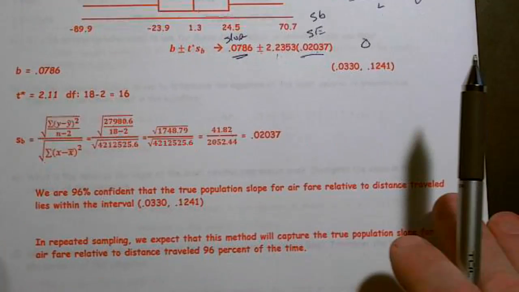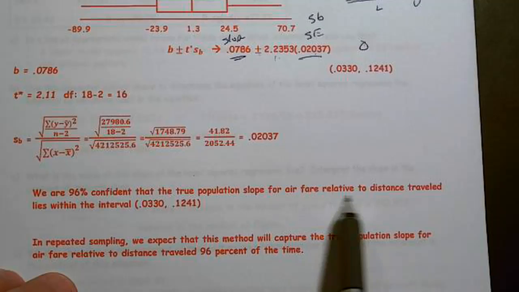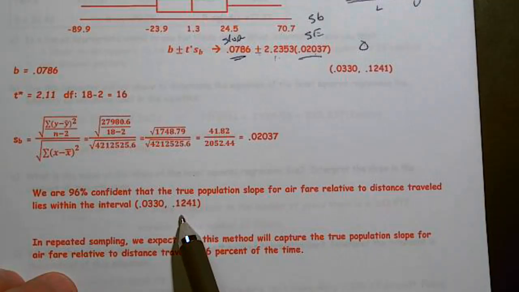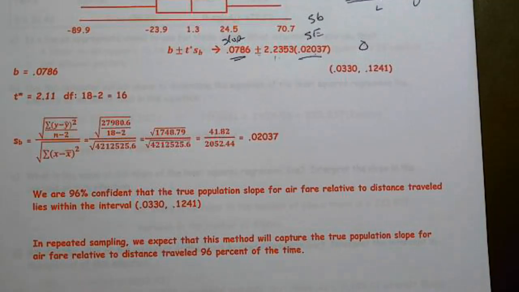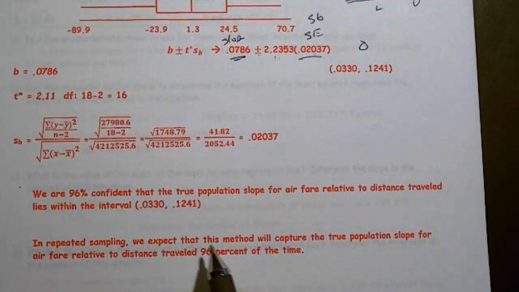Okay, so we are 96% confident the true population slope for airfare relative to distance traveled lies within this interval. All right, and that's going to be your basic model. In repeated sampling, we expect that this method will capture the true population slope for airfare to distance traveled 96% of the time. But we could also note that because 0 does not lie within the interval, this slope is significant. We can say that there's evidence that this slope is significant because 0 does not lie within the interval.